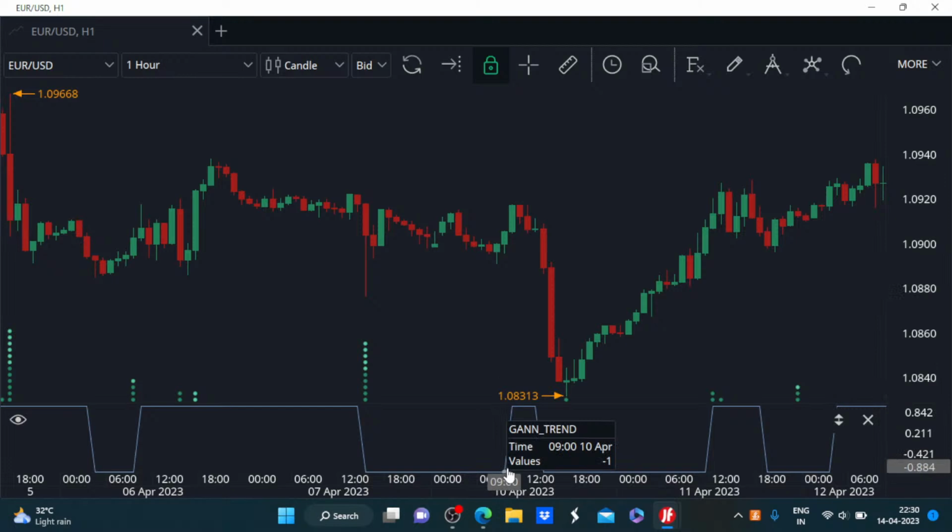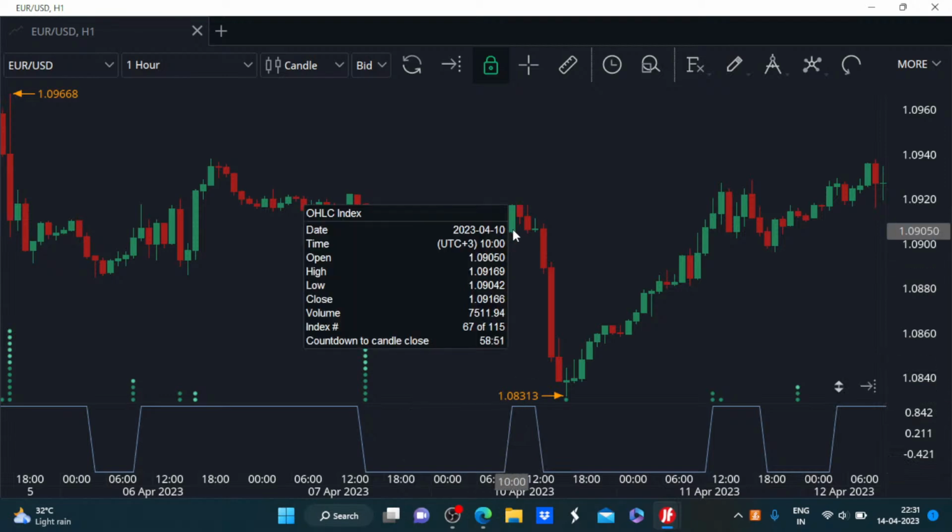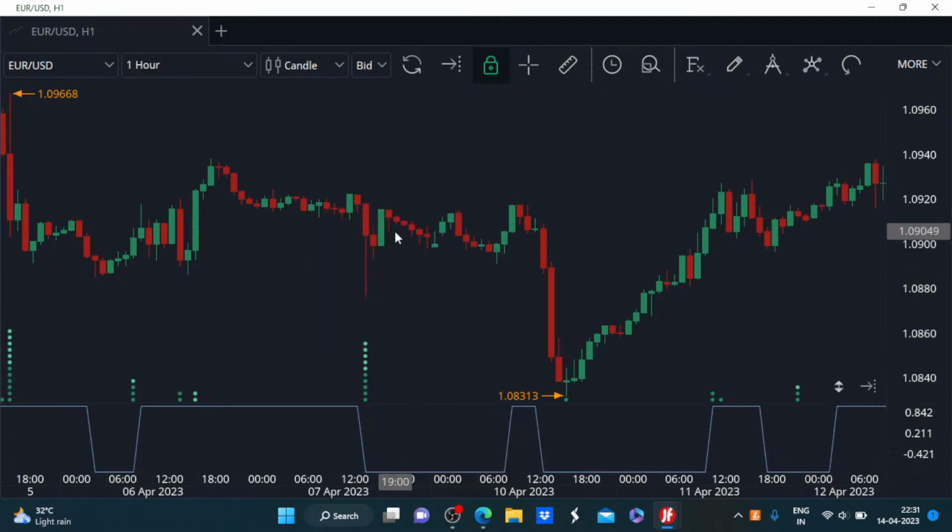But after this consolidation phase, again the indicator is now telling you that the trend has changed from bearish to bullish, so you would have needed to book your insignificant profit, or for that matter small loss, if you had taken the trade somewhere here.